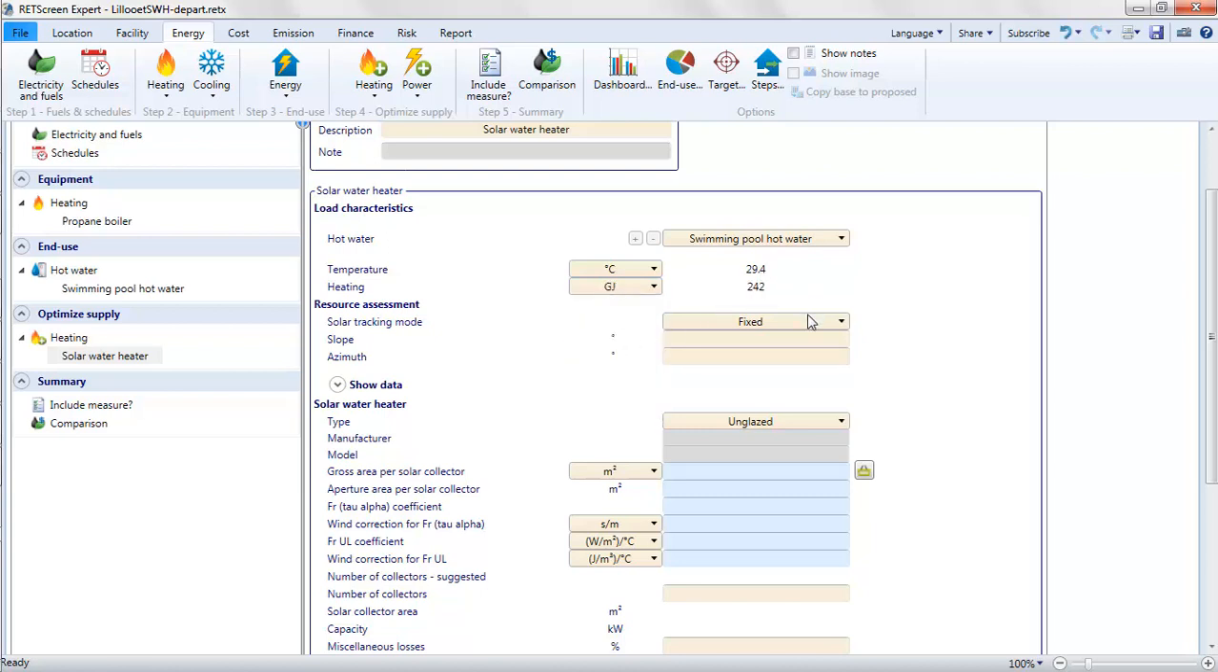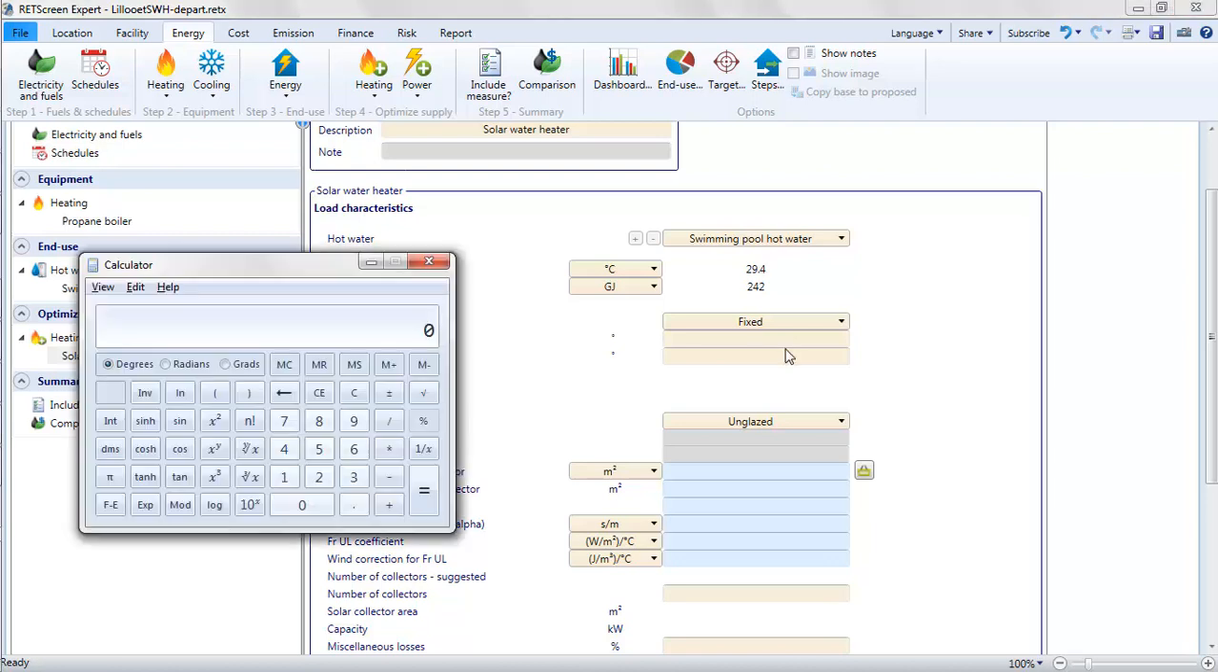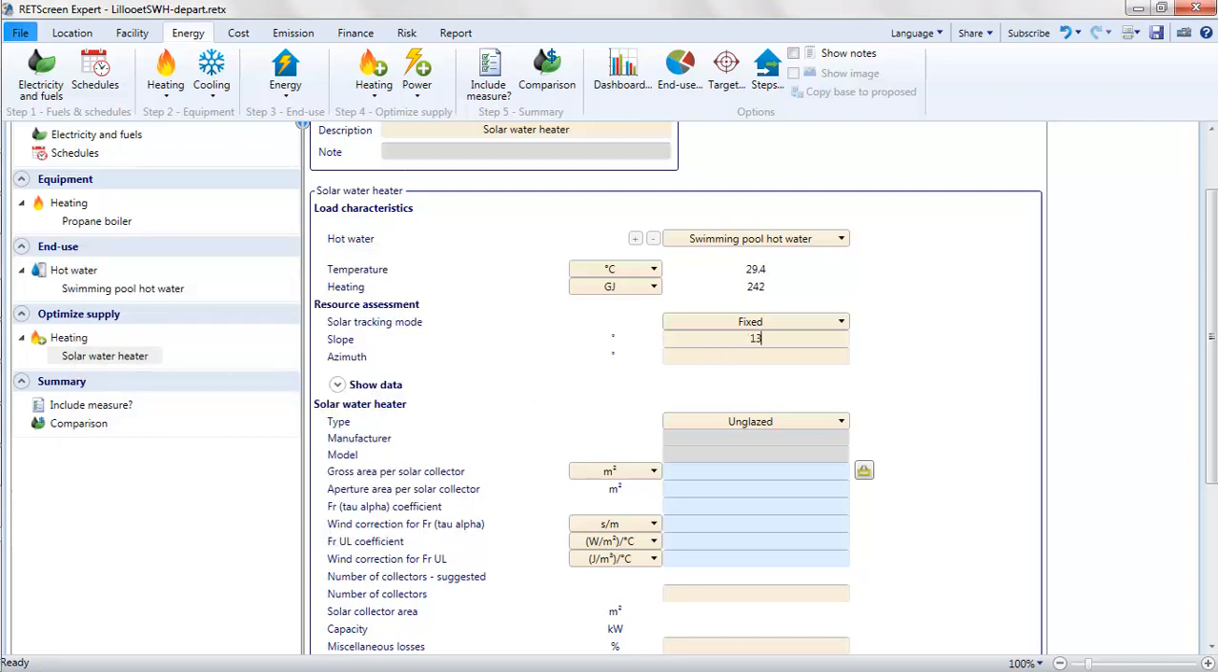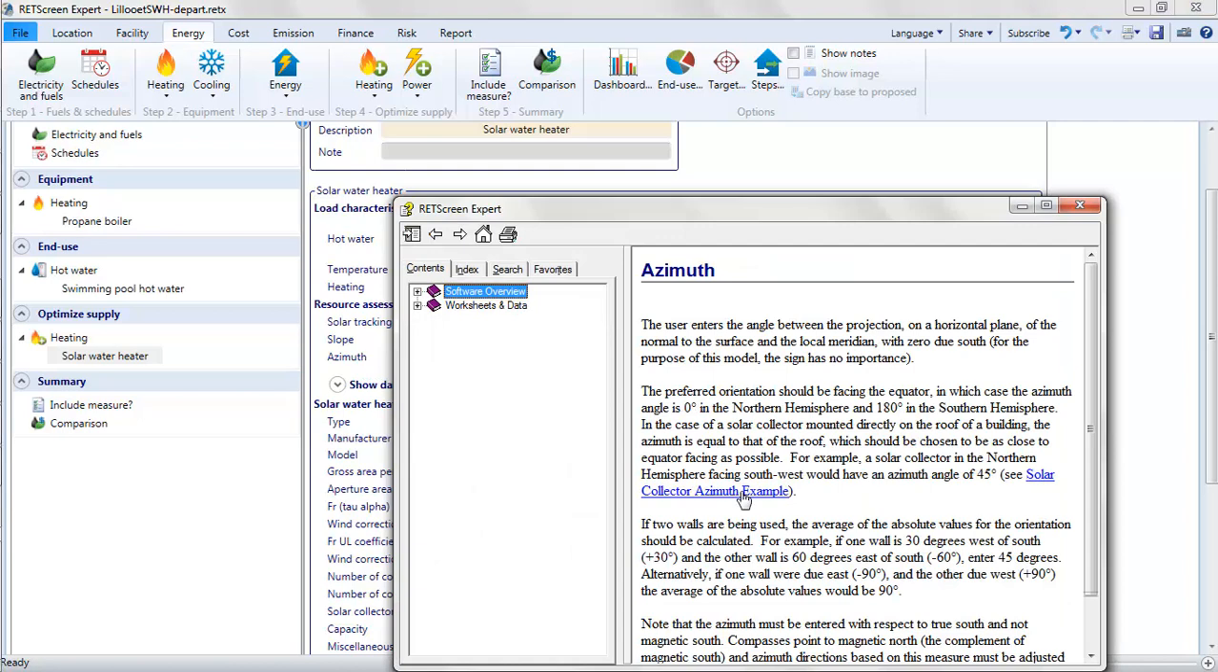The pool building has a sloped, south-facing roof ideal for mounting of the solar collector. The collector will be fixed in place and not track the sun. The slope of the roof is 3 and 12. I find that this corresponds to 14 degrees by taking the arctan of 3 divided by 12, or 0.25. Since the roof faces due south, in the convention employed by RetScreen, the azimuth is 0 degrees.